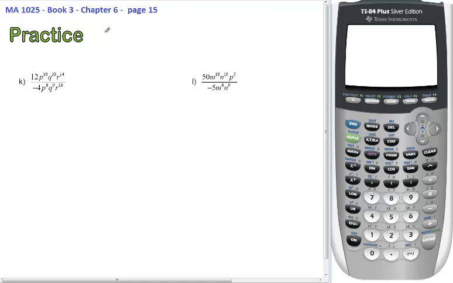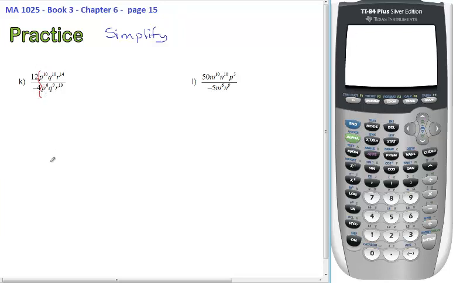The only instruction you'll get is the word simplify, and you simplify according to the operation. Now the operation is, of course, division, right? These lines here mean divide by, don't they? So we're simplifying. Just like we did with multiplication, we're going to treat each part separately.